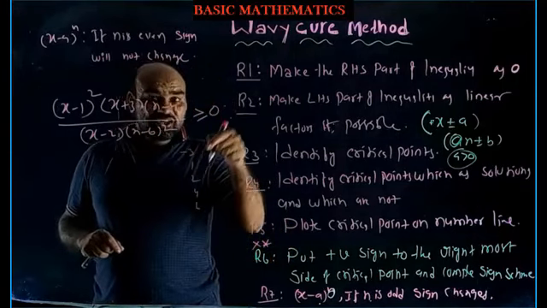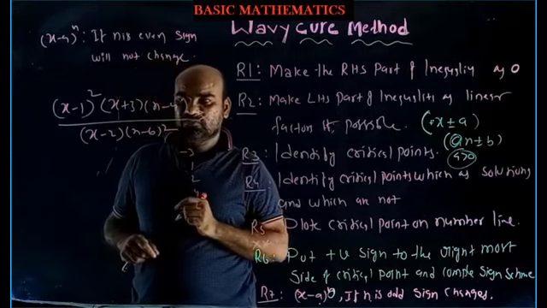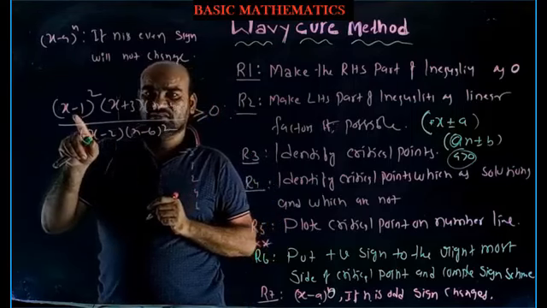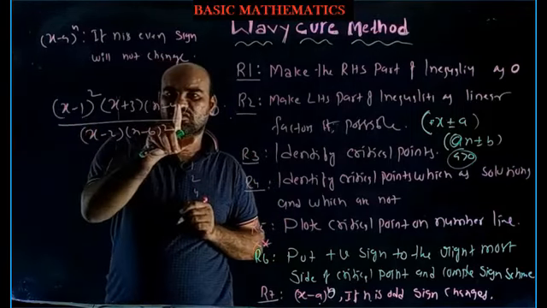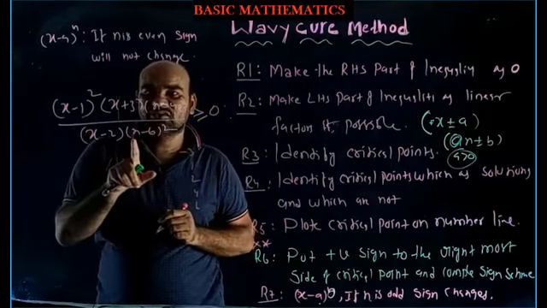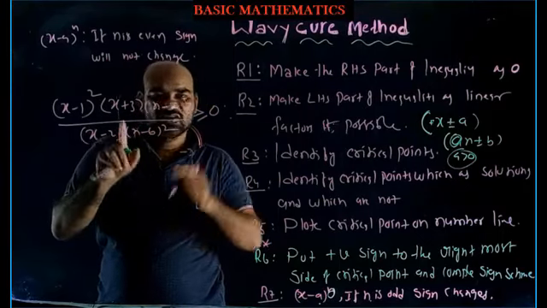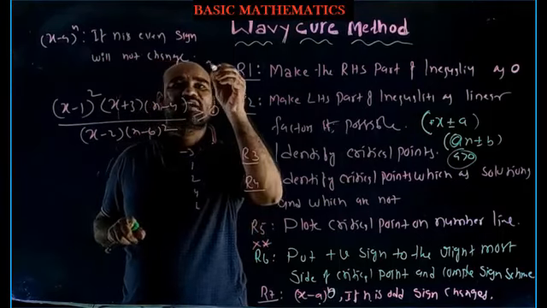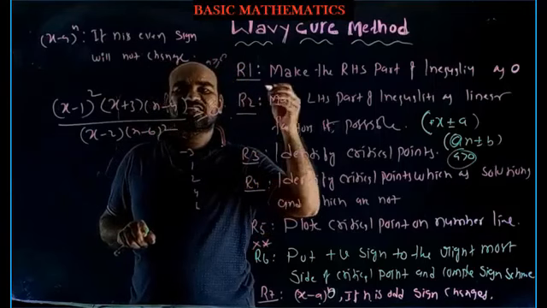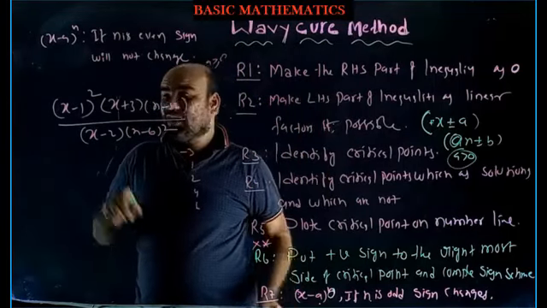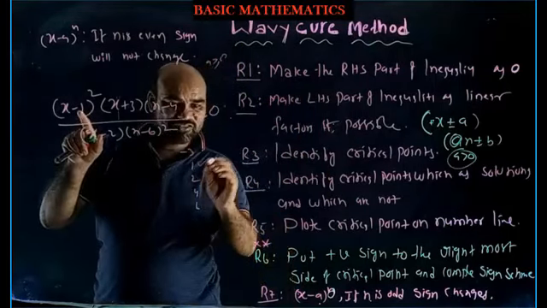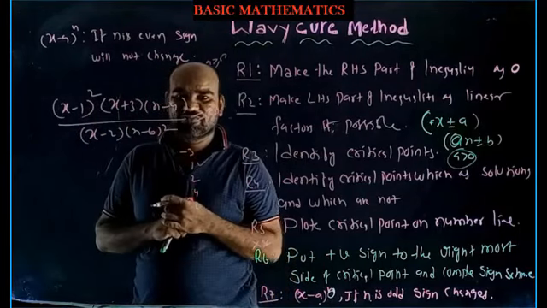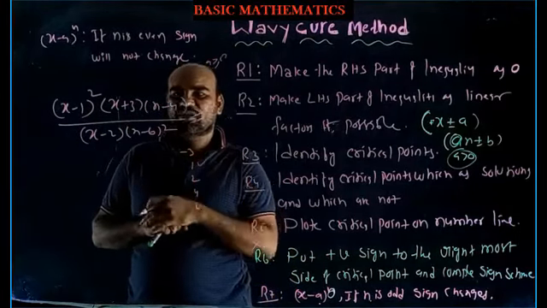Next, we want to identify which critical points give a solution. Put x equal to 1. The numerator is 0, the denominator is non-zero, so 0 by non-zero is 0, which is greater than or equal to 0. Already I explained that greater than or equal to 0 means either greater than 0 or equal to 0. So what happened now? 1 will satisfy. 1 is a solution of the problem.